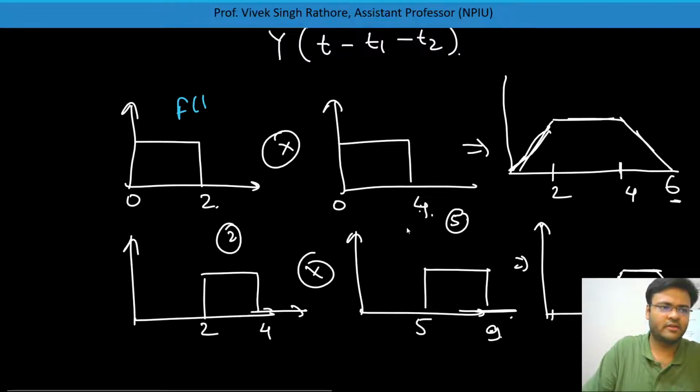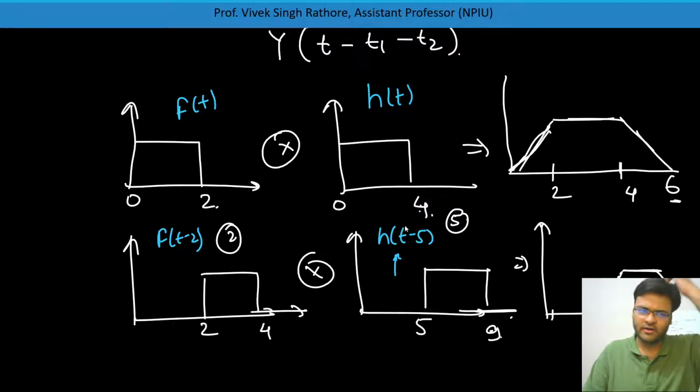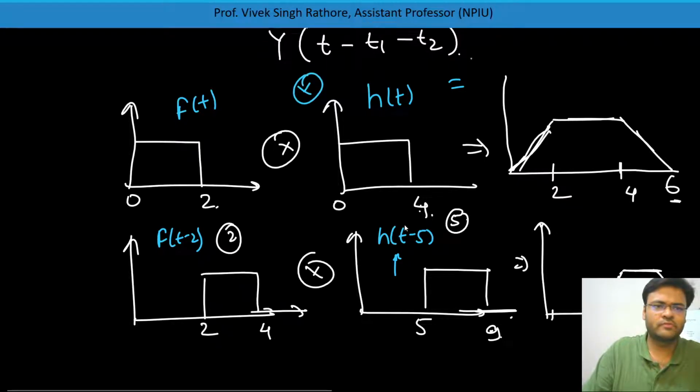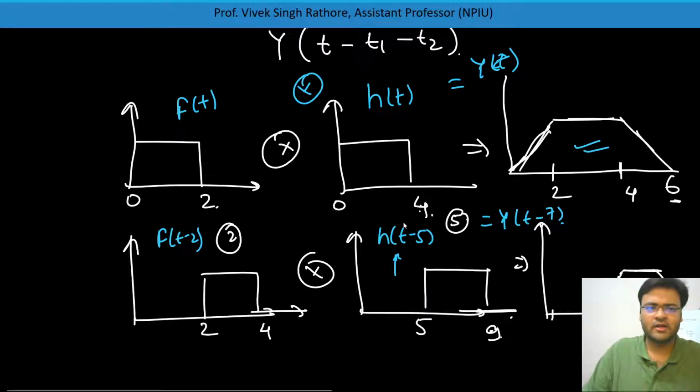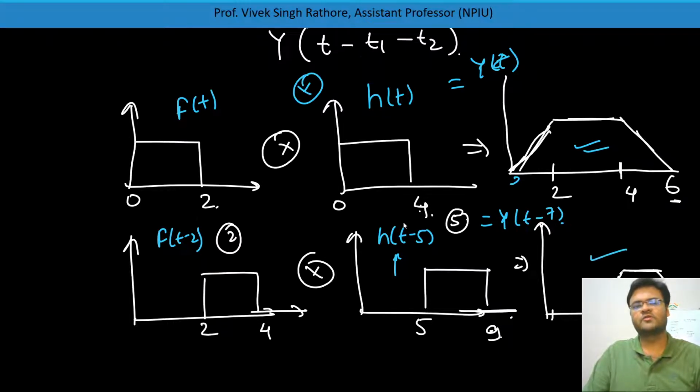Actually, if it is ft, it is ft minus 2, and if it is ht, this signal will be h of t minus 5. Definitely it will be there. So the output will come, if the convolution of this is yt, the output will be yt minus 5 plus 2, that is 7, t minus 7. So obviously this yt was there, it has been shifted here, and how much has it been shifted? 7 it has been shifted.